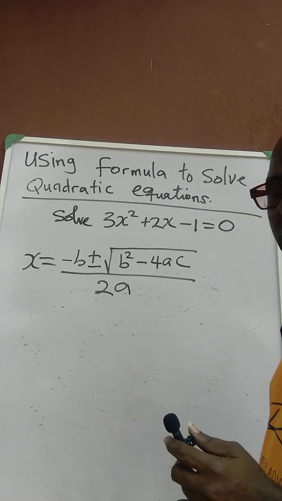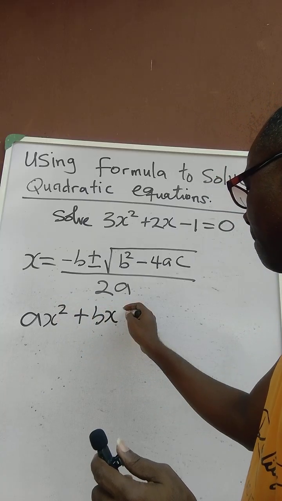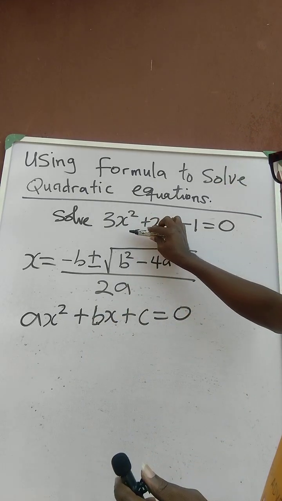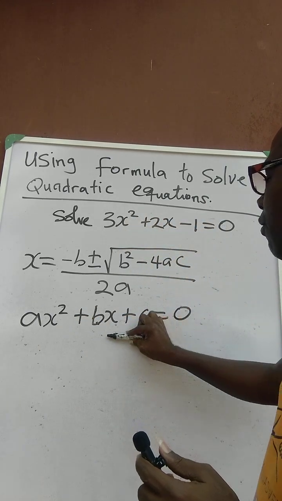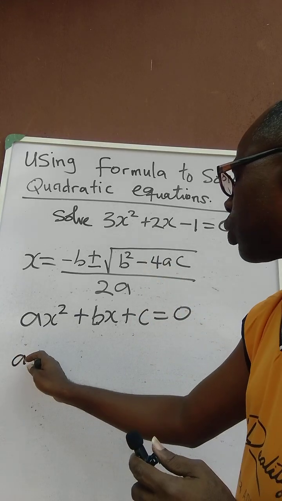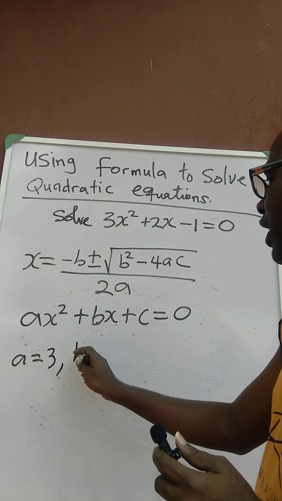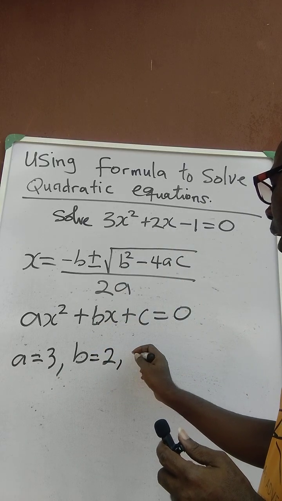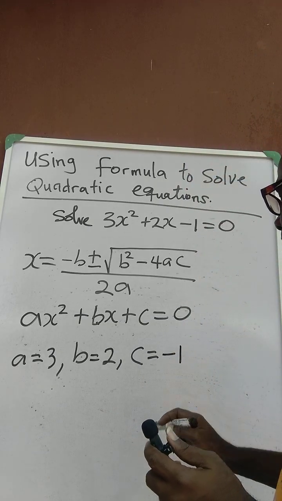Now, from the general quadratic equation from which this formula was obtained, ax squared plus bx plus c is equal to 0, comparing this quadratic equation with the general quadratic equation, you will see that a, the coefficient of x squared, here is 3, and the coefficient of x, which is plus 2 here, so b is plus 2, and lastly the coefficient c in this case is minus 1.